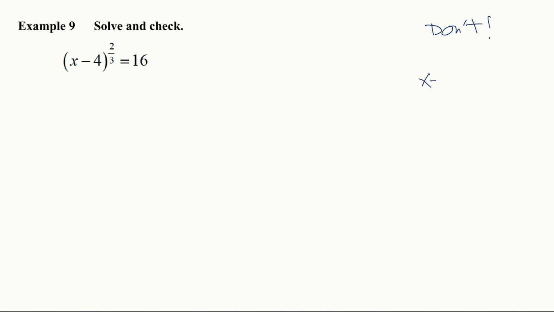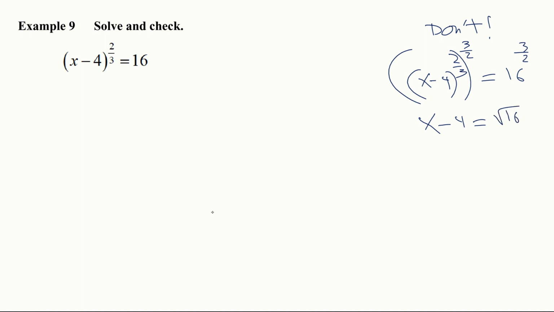I don't want you to say, okay, I'm going to take this and raise it to the power of 3/2, and that should equal 16 to the 3/2. So x minus 4 equals, that's the square root of 16 and then cubed, right? So x minus 4 equals, the square root of 16 is 4, cubed is 64. So I get x equals 64 plus 4, which is 68.